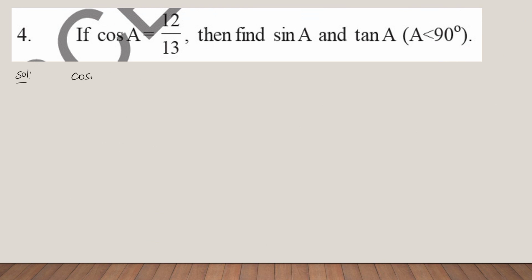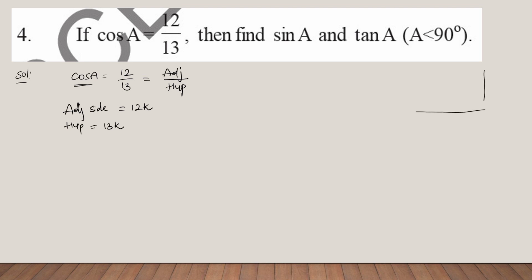So what is given? Cos A is equal to 12 by 13. What is the definition of cos? Cos definition is adjacent side to theta by hypotenuse. So from this we can write the adjacent side to A as 12 times some constant k, and the hypotenuse as 13 times some constant k.